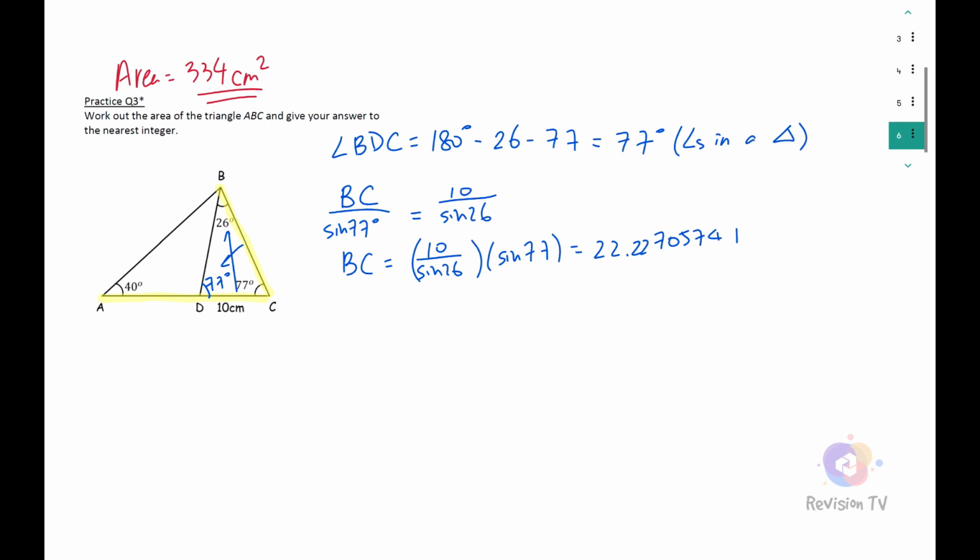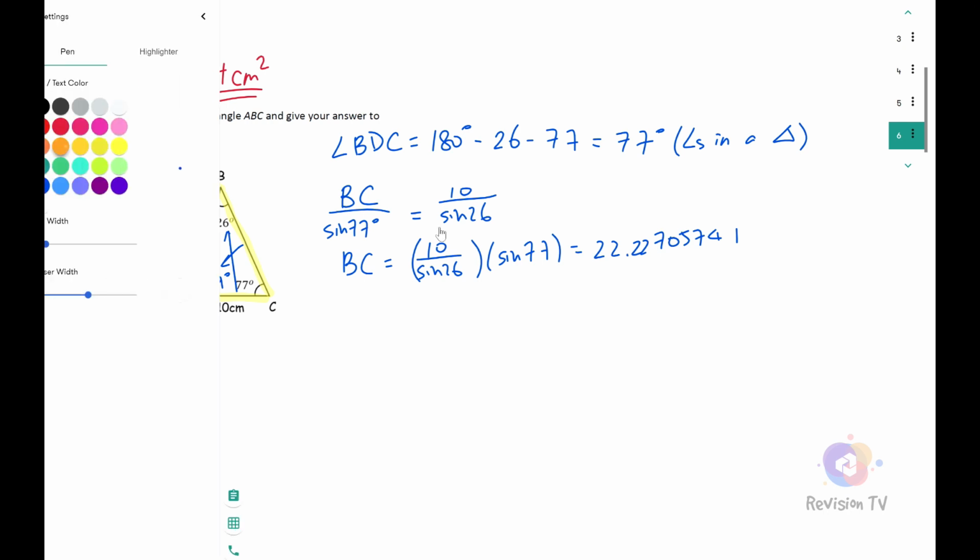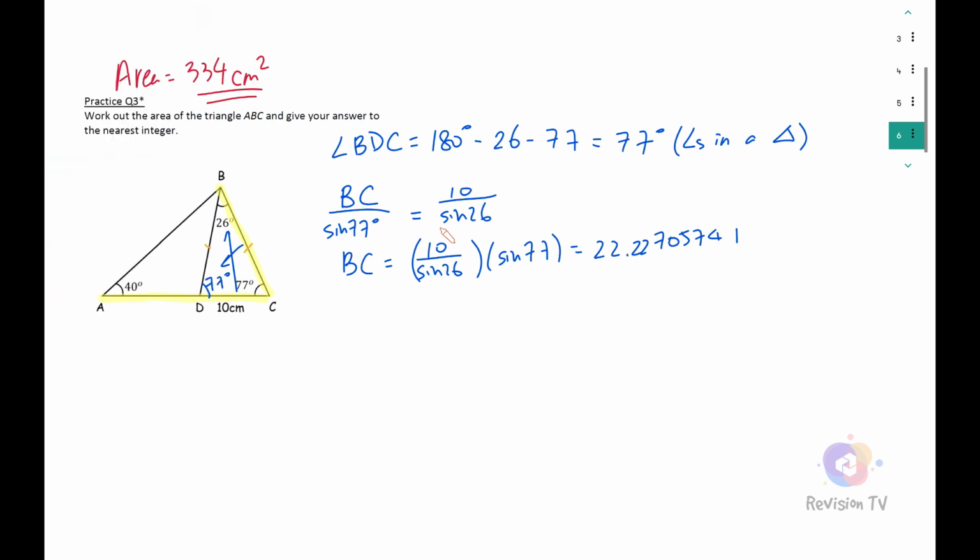Now what I realize is angle BDC and angle BCD, they're both 77 degrees. So what kind of triangle does it tell you? An isosceles triangle. So what I know is basically these two sides are the same. So if that's 22.2 something, this will be 22.2 as well. Right, so I found BC.